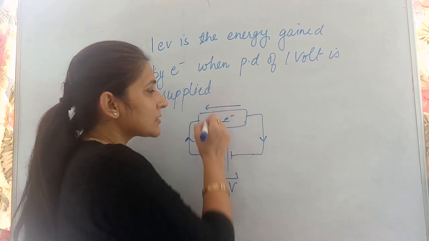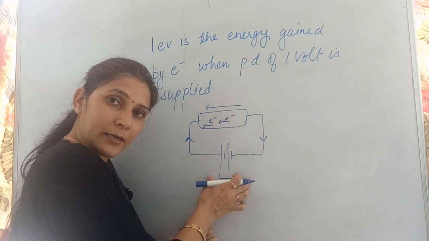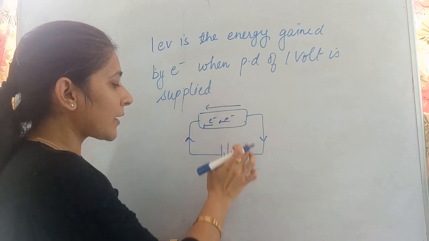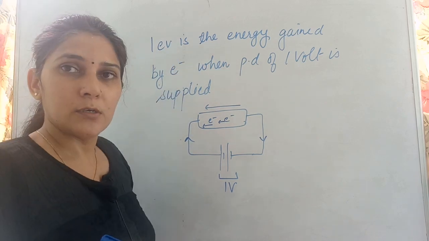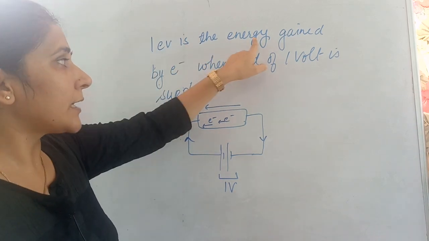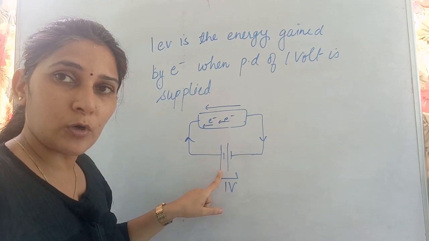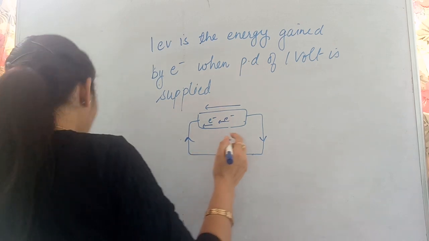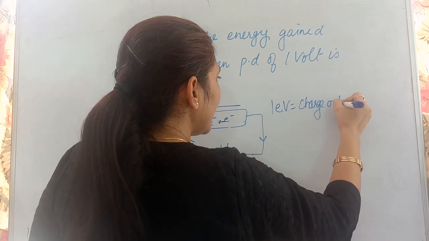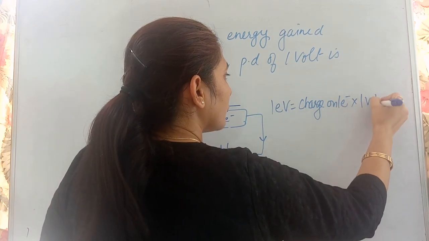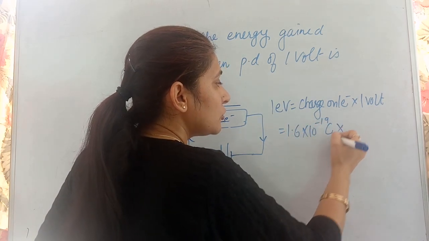So all the electrons will gain energy when we supply the potential difference. This gain in energy when electrons are supplied at the potential difference of 1 volt is known as 1 electron volt. So 1 electron volt is the energy gained by the electrons when they are working at the potential difference of 1 volt. Okay, so how can you find out the value? 1 electron volt is equal to charge on 1 electron into 1 volt. Charge on 1 electron is 1.6 into 10 raised to the power minus 19 coulomb into 1 volt.